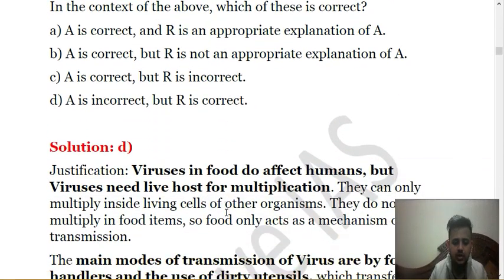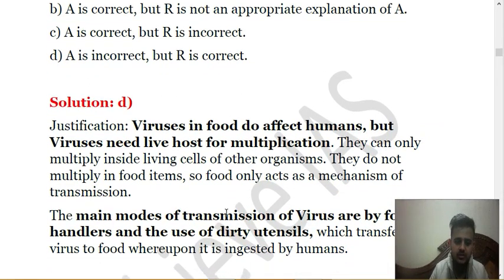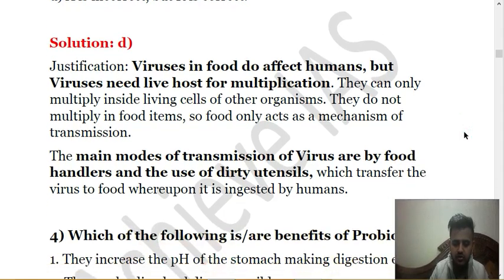So actually, viruses multiply only in a host, for example in human beings. They multiply themselves inside living cells of other organisms. Food is not a living cell or living matter, so viruses do not divide themselves on food. But once that food is consumed by human beings, these viruses can infect the human body and use it to multiply. So this is about your third question.